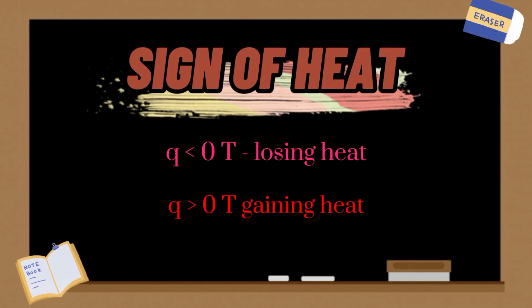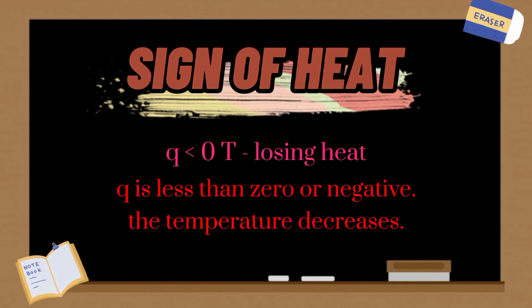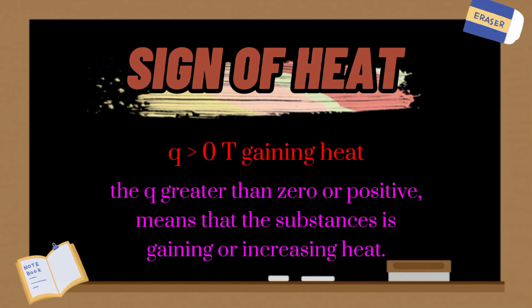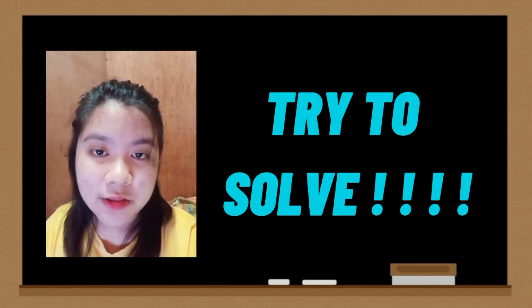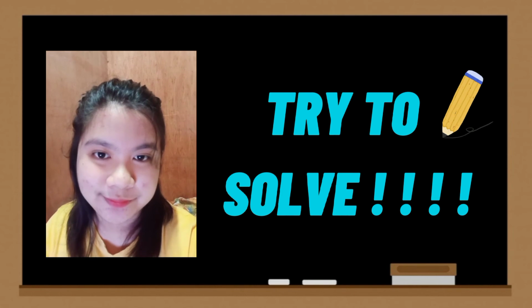Let's now proceed to the sign of heat. When Q is less than 0 or negative, the temperature decreases. And when Q is greater than 0 or positive, it means that the substance is gaining or increasing heat. So let us now try to solve the given example.